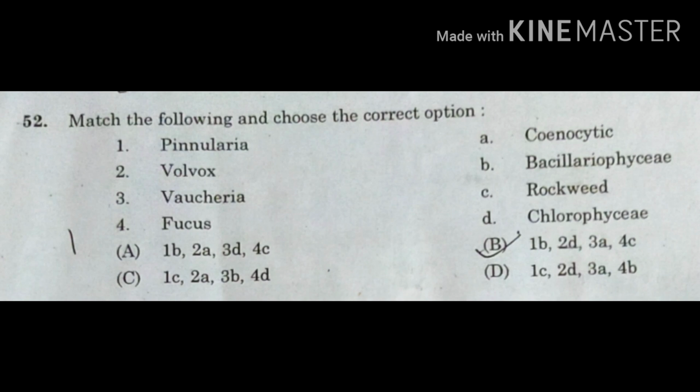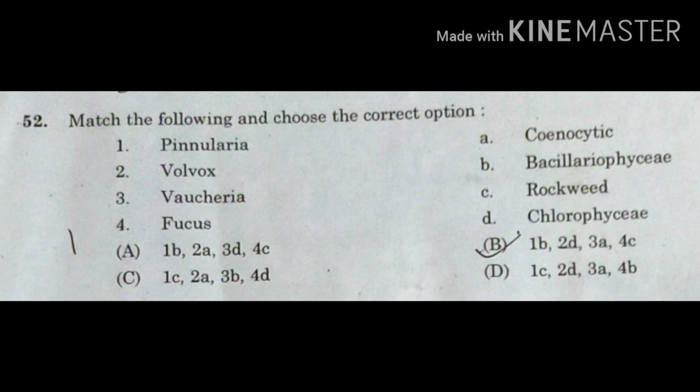So we can match Pinnularia with option B on the right side, that is Bacillariophyceae. Next, the second one is Volvox. Volvox comes under the class Chlorophyceae, commonly known as green algae. When an algal colony has a definite number of cells, a definite arrangement and a definite pattern, such an algal colony is called a coenobium. So Volvox is a good example for coenobium.